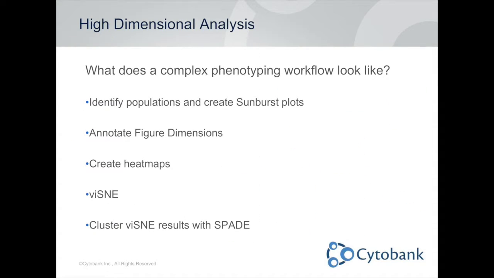So let's take a second to look at what a complex phenotyping workflow might look like. First, we'll briefly identify some populations and create some sunburst plots. We'll annotate some figure dimensions and describe how those affect the figures, create the heat maps using those figure dimensions. We'll look at some VisMe results, and then we'll look at results from VisMe data clustered with Spade.